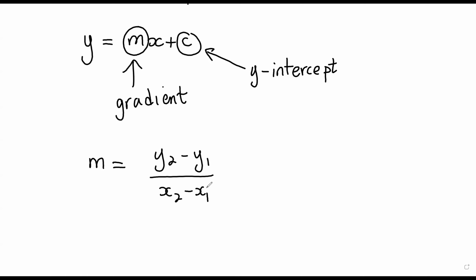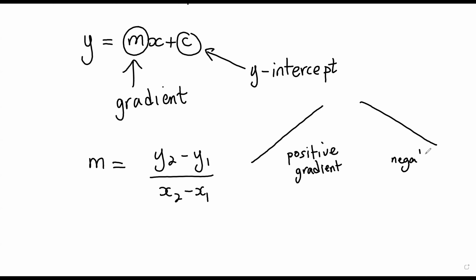Different types of lines have different types of gradients. What kind of gradient would I expect from a line that increases from left to right like this? Positive. That's right. This is a positive gradient. What about a line that is decreasing from left to right? Negative gradient. It has a negative gradient, right?